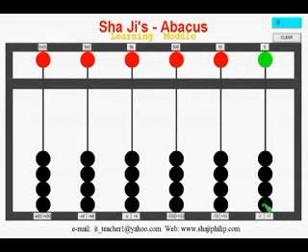These four black color ones at the lower part are called earth beams, and the top ones, the red ones as well as the first green one, are all called heaven beams. We have earth beams as well as heaven beams. So now it's in a reset position, or the value of the abacus is 0 now.